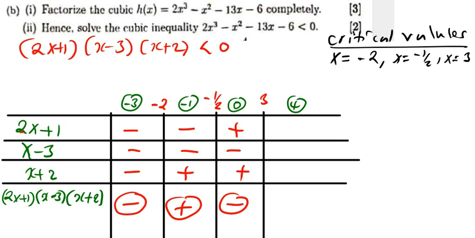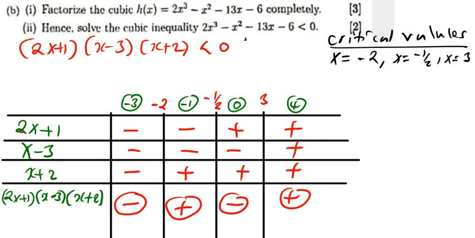So if I put 4 there, let's see, now we have 4. If we put 4 here, it will be positive. Even there, 4 minus 3, positive. 4 plus 2, positive. Overall positive. Now look at our answer.